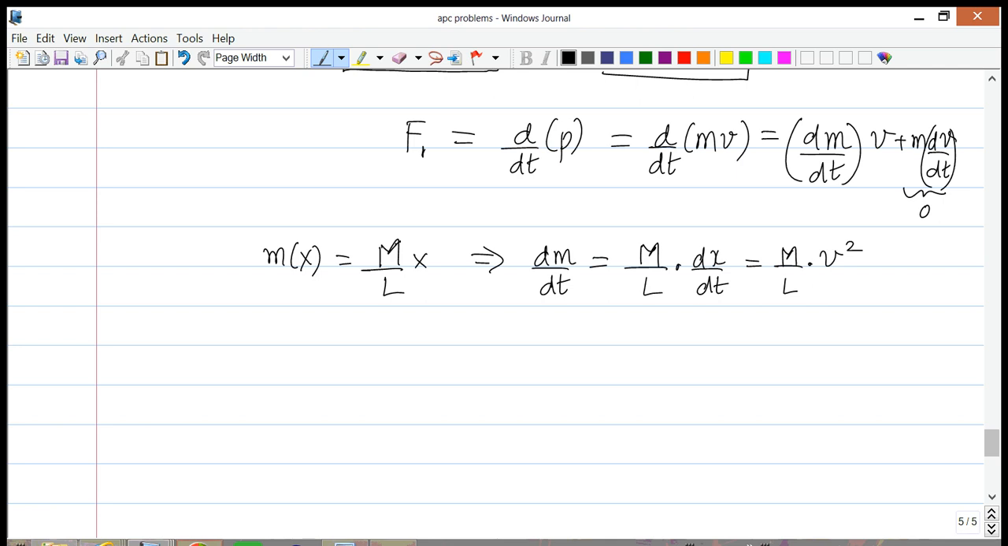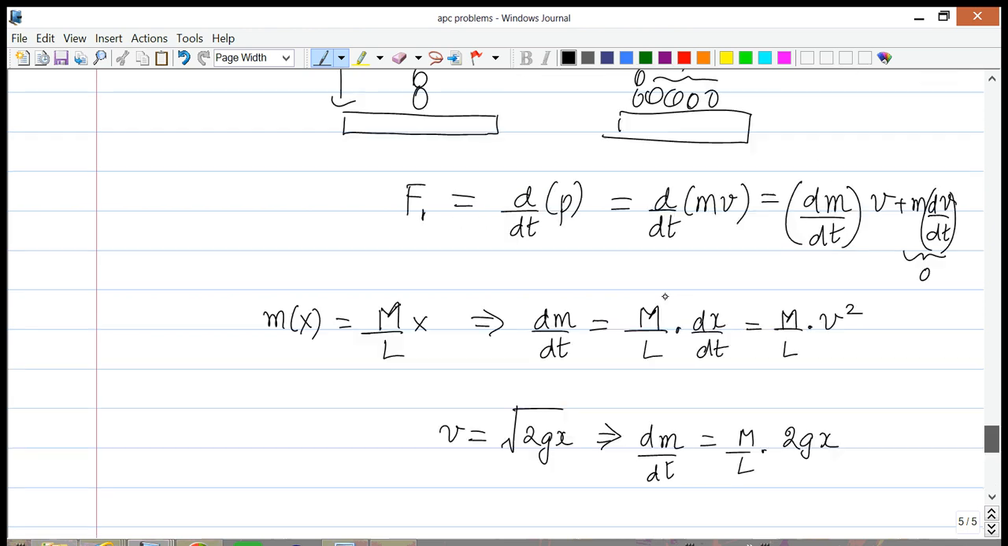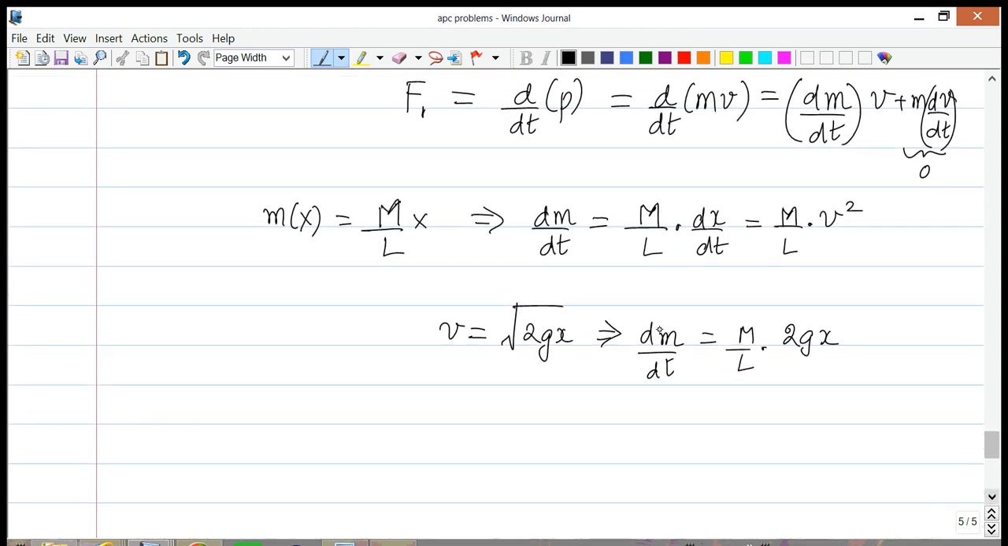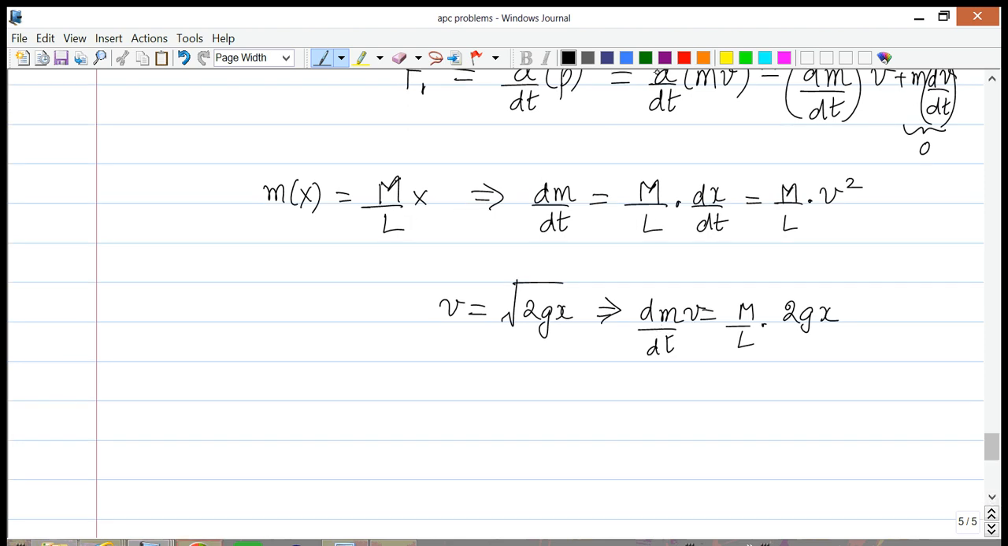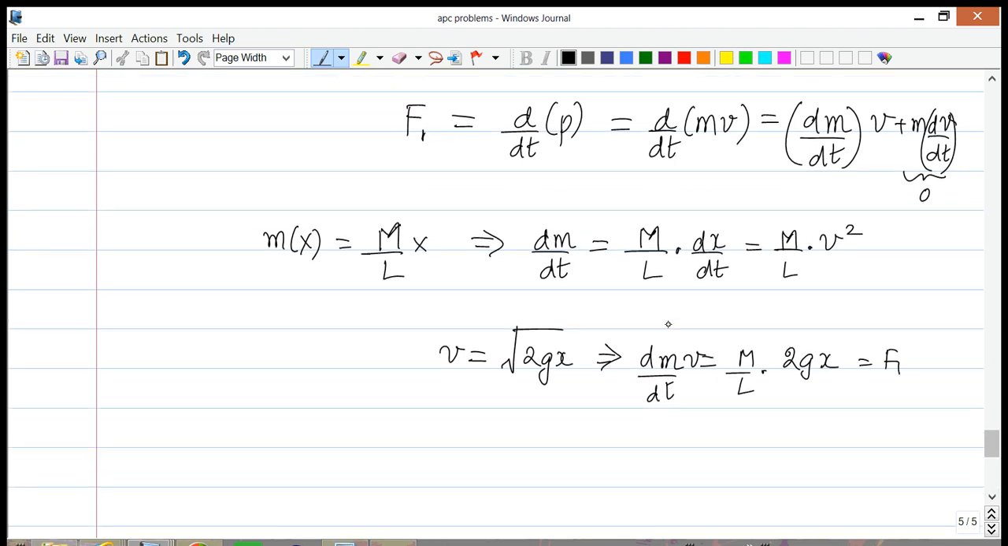Now also from our 1D motion, what we know is if an object falls a height x, the speed it gains is nothing but the square root of 2gx. So this implies that dm by dt is equal to m over L times the square root of 2gx. I made a mistake here. What this gives us is my total force, which is dm by dt times v. So the v squared gives 2gx, and this is one part of the force.